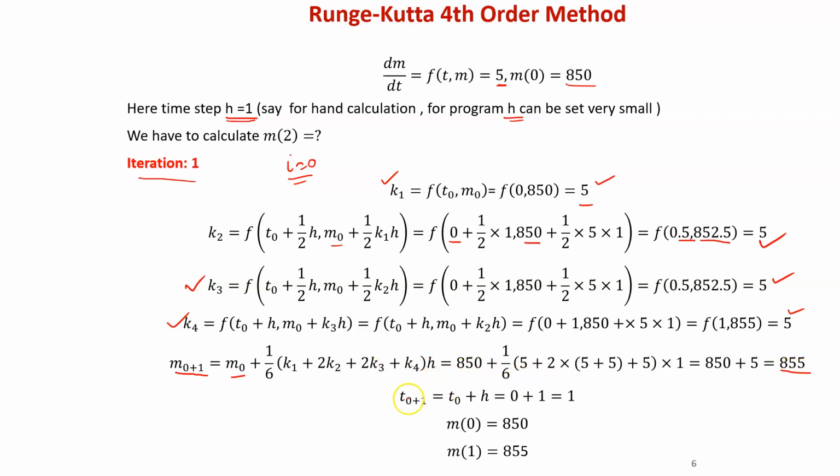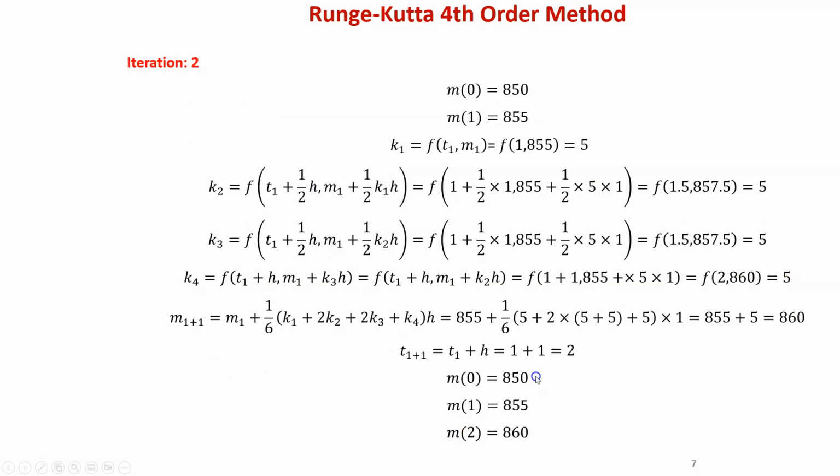So what will be t? t1 is t0 plus h, and 0 plus 1, so that will be 1. So this is the initial condition, m at 0 is equal to 850, and m at 1 will be 855. Now if we do another step, we will get the answer.